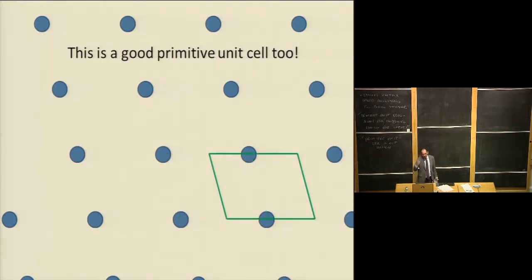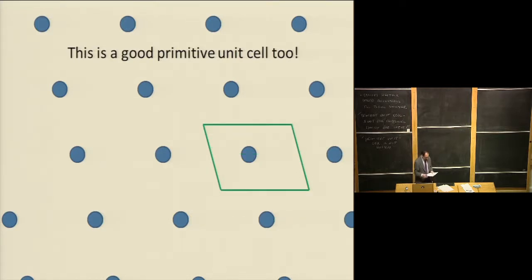Maybe this is also a good primitive unit cell. This is a lattice point more obviously broken into 2 pieces. You assemble them together, you get the one lattice point back. And this one is a simpler unit cell, which is maybe easier to see that contains exactly one lattice point.